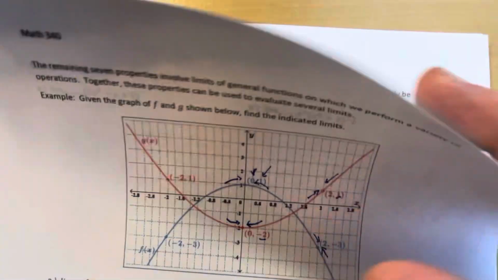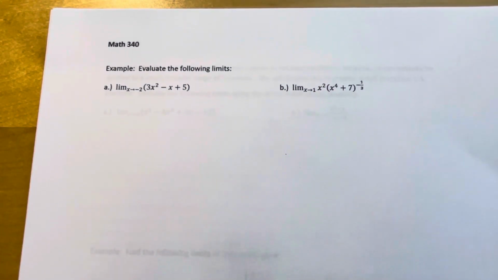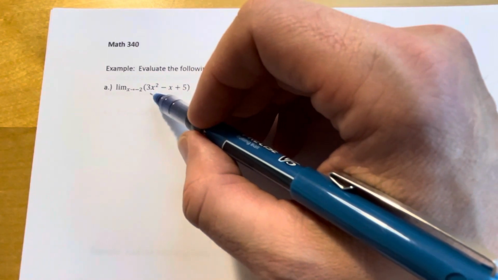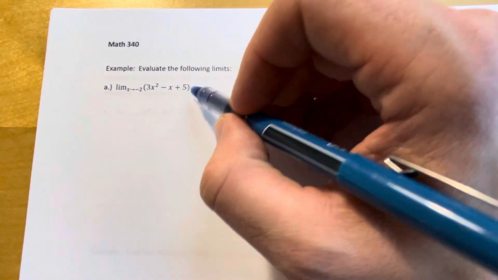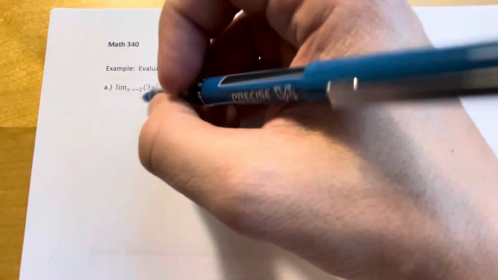Now, that was using a graph. But we can do the same thing with algebraic expressions. So let's start with part A here. I want to evaluate the limit as x approaches -2 of 3x squared minus x plus 5. I can do the same thing. Remember, those limits can sort of distribute over both addition and subtraction.